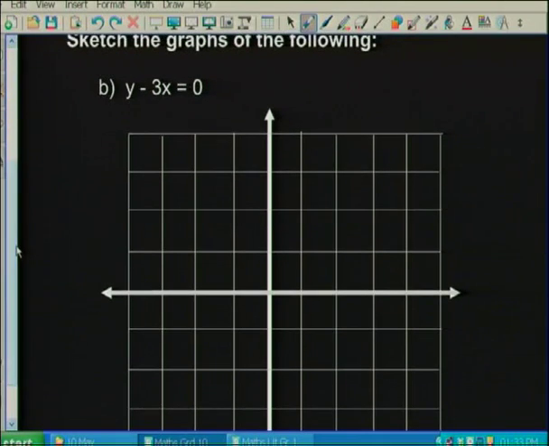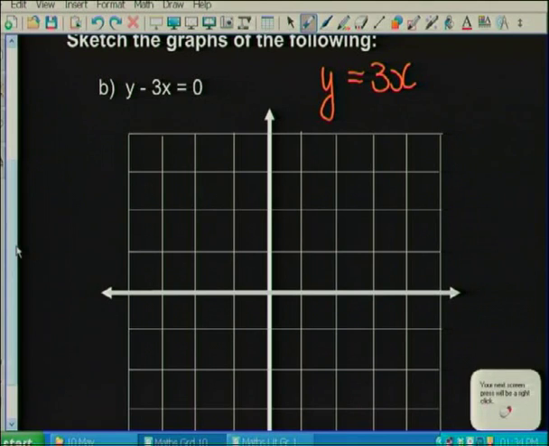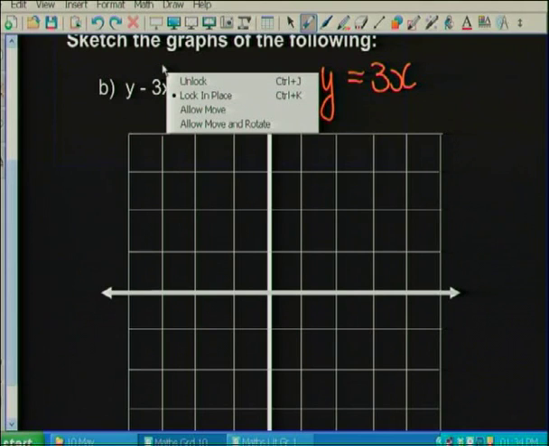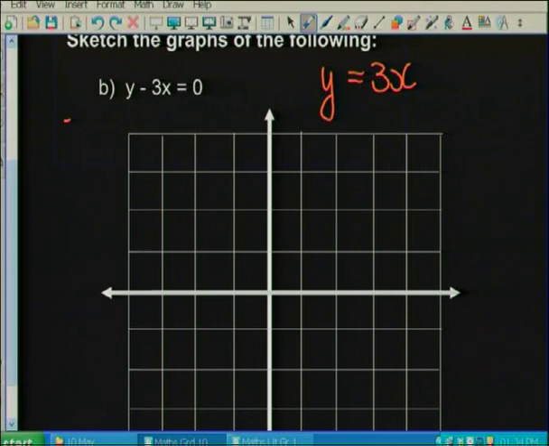Let's quickly have a look at another one. Sketch the graph of the following, and we have y minus 3x equal to 0. Now this one is a little bit different. Firstly, I'm going to say y is equal to 3x. What I've done is I've taken the minus 3x to the other side of the equation, and it became positive.